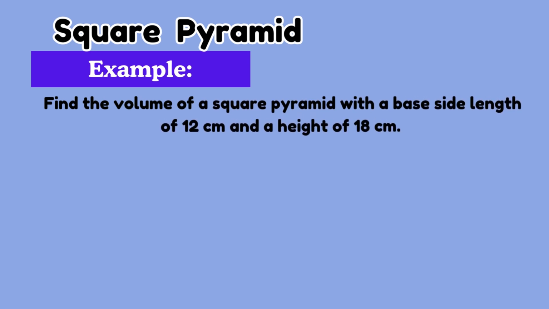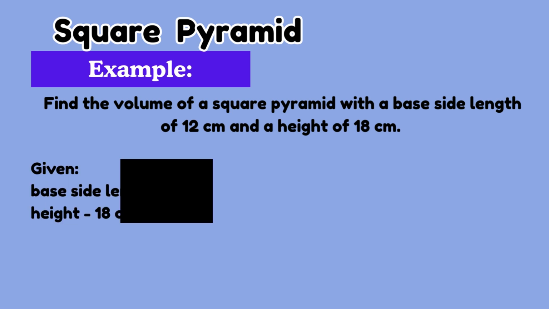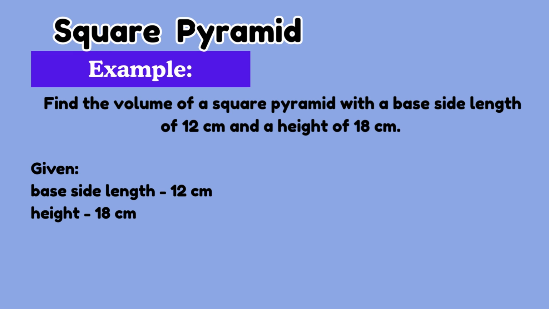Now we have here an example. Find the volume of a square pyramid with a base side length of 12 cm and a height of 18 cm. Let's first identify the given. The base side length equals 12 cm and the height equals 18 cm. Now let's use the formula for finding the volume of a square pyramid. Volume equals 1/3 times the base times height.